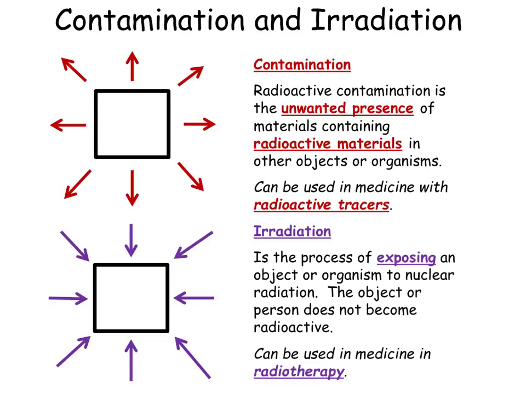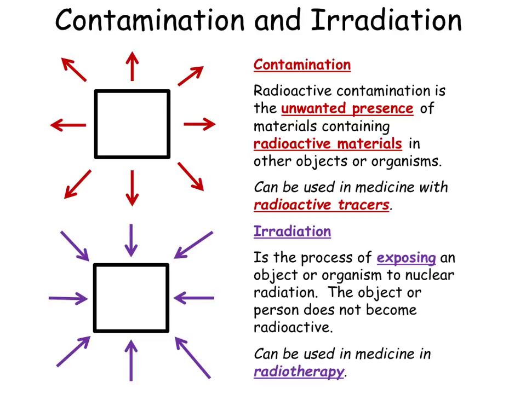We can use contamination in medicine by the use of radioactive tracers. Radioactive tracers work by allowing us to map internal organs. You would get the patient to consume some radioactive material that will be attached to an isotope that's designed to go to a specific organ. When it goes to that organ, it will emit radiation from that organ, and that will then be detected using something like a CT scanner, and a 3D image of that organ will be able to be built up.